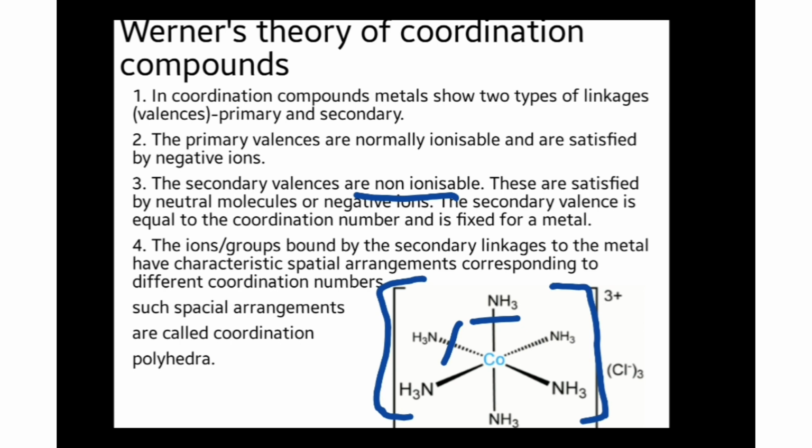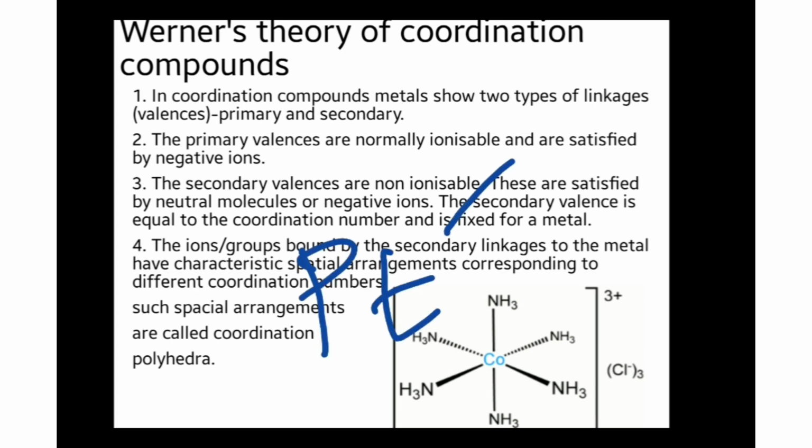It is equal to the coordination number. So the secondary valence for cobalt is 6, and it is fixed for a metal. So for cobalt, the coordination number will be 6 in most of its complexes. Similarly, platinum will have a coordination number of 4.